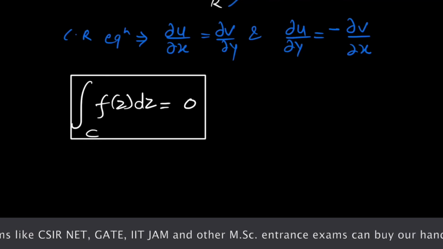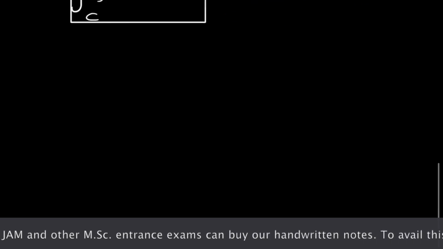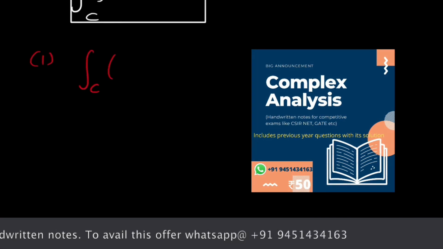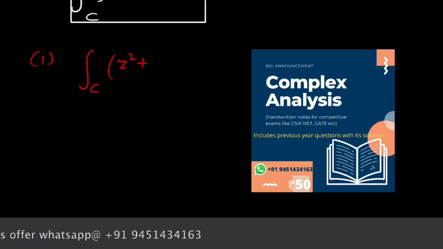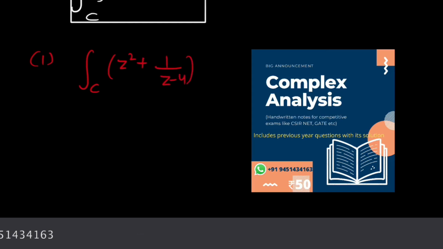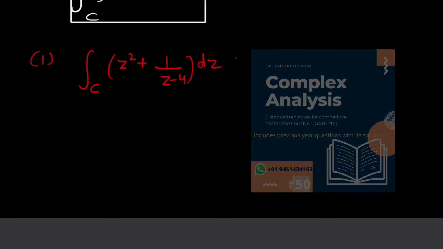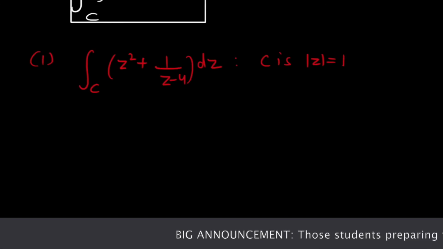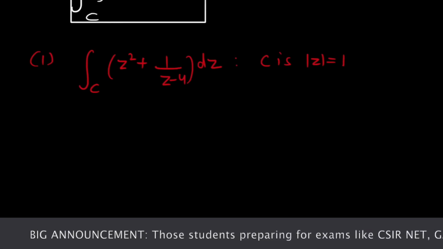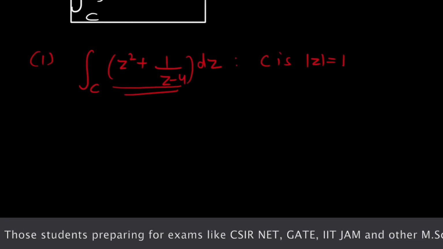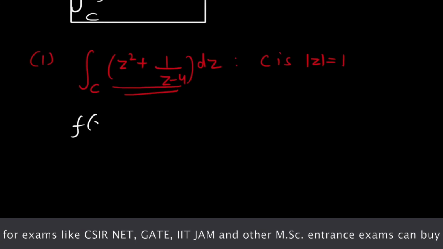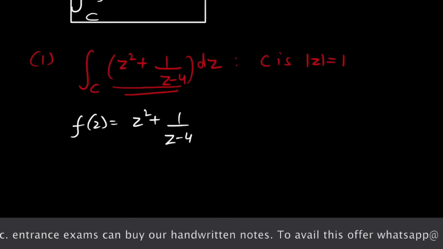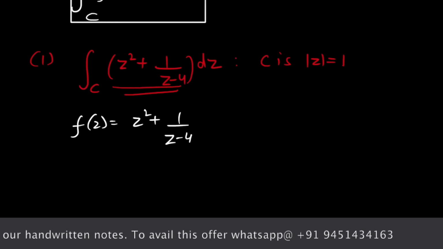Now let's see some problems based on this concept. So we have a question here: integrate over contour C the function (z² + 1)/(z - 4) dz, and contour C is the unit circle. This given function f(z) is analytic everywhere except at z = 4.